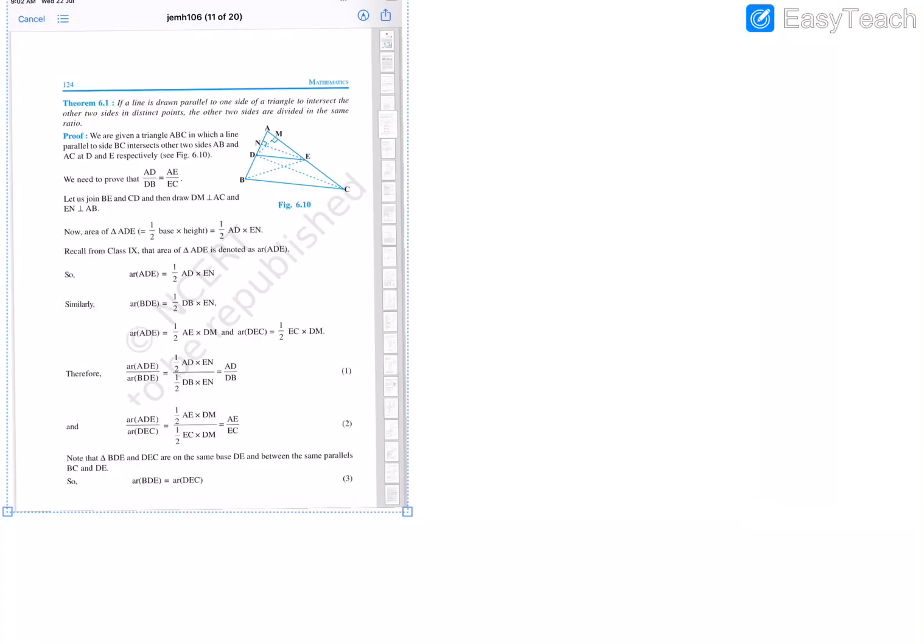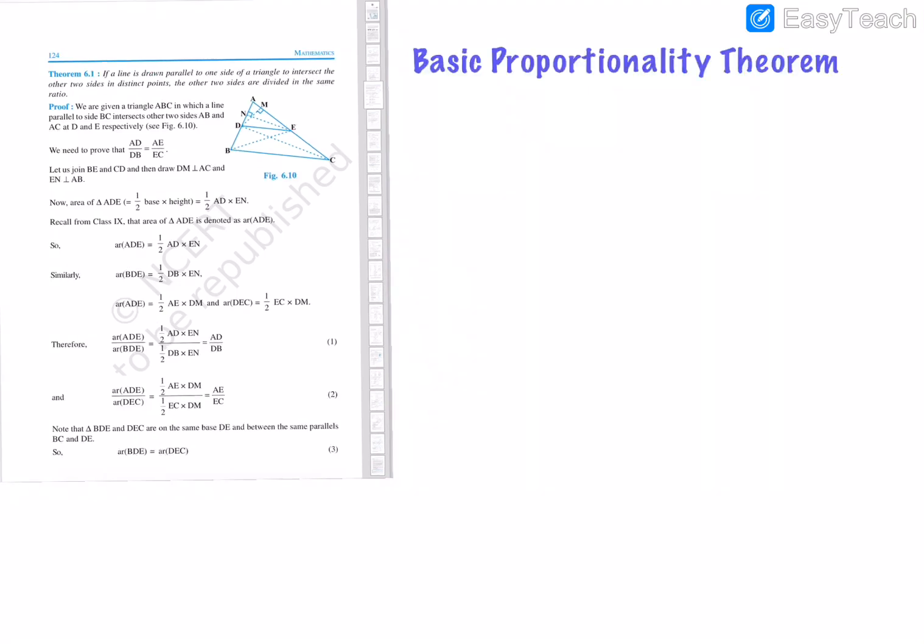Good morning, students. Today we are going to discuss a very important theorem called the basic proportionality theorem. So, what is this theorem? In chapter 6, Triangles, we have many theorems, and out of these, generally we consider the basic proportionality theorem, the area of similar triangles theorem, and the Pythagoras theorem as very important.